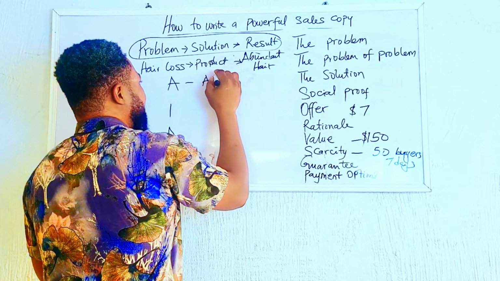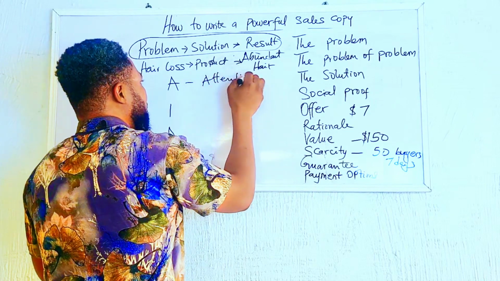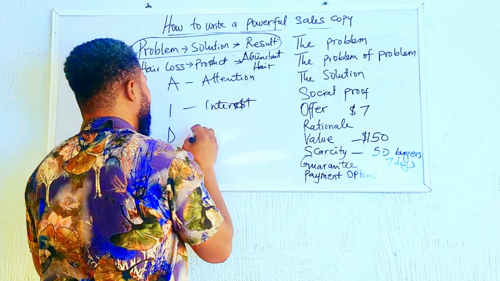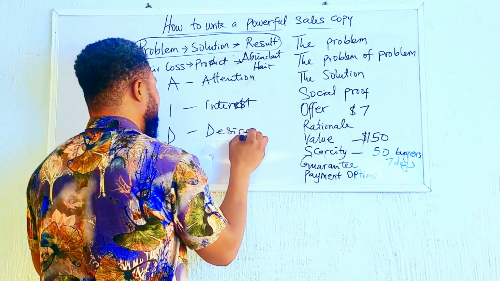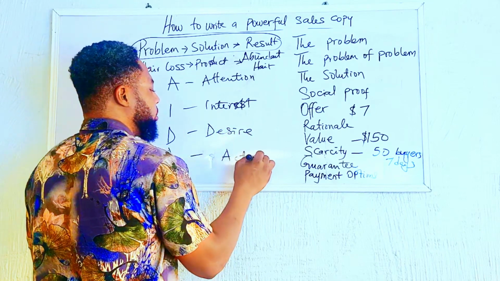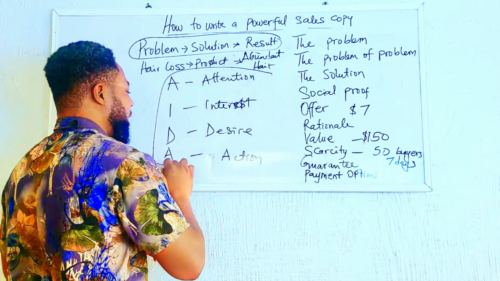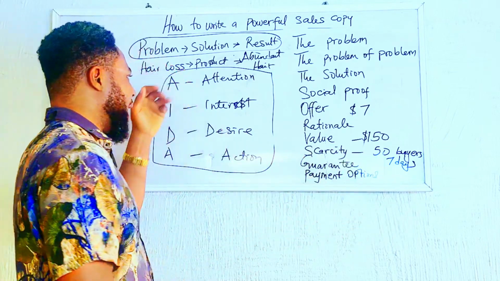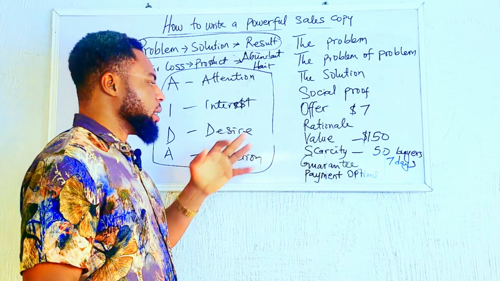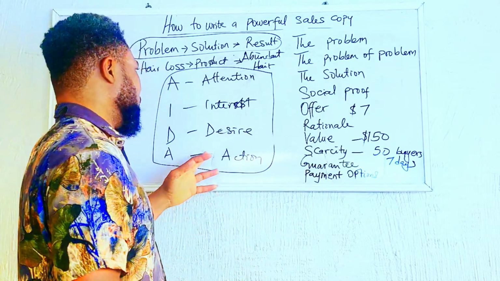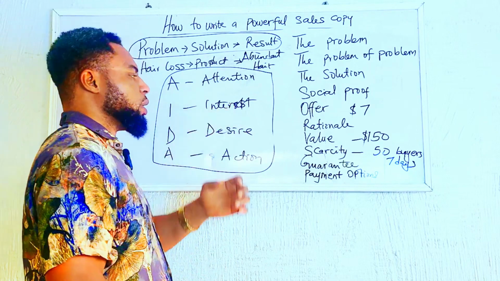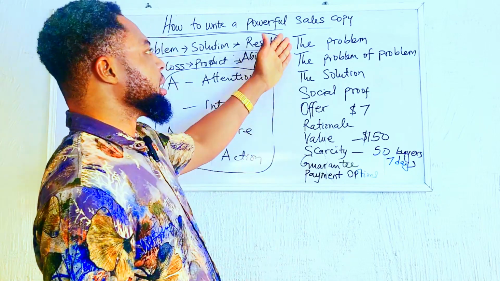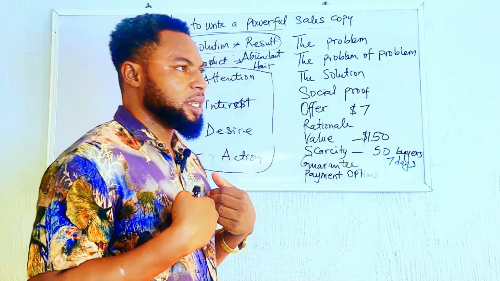The AIDA: attention, interest, desire, and tell them how to take action. So this is the AIDA rule, and what this simply means is that there is a format. You need to grab their attention, make them interested, build their desire, and tell them how to take action. And this is my special format.